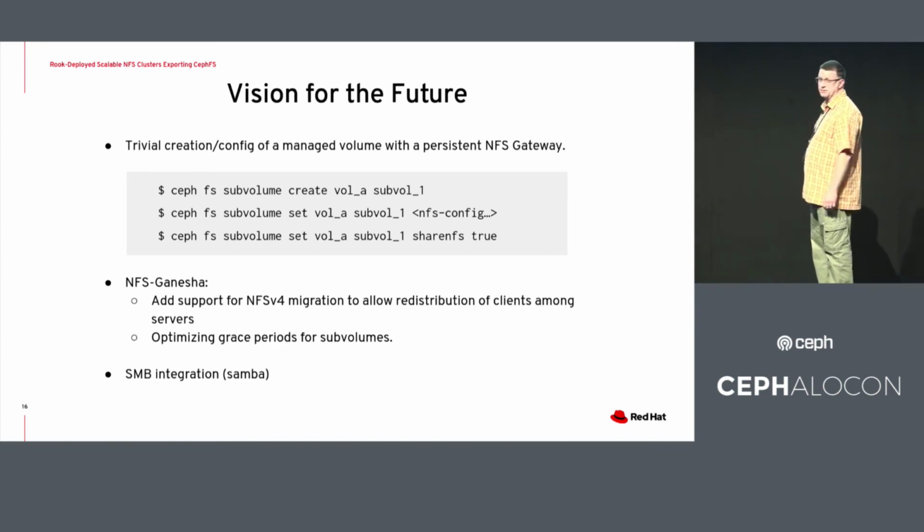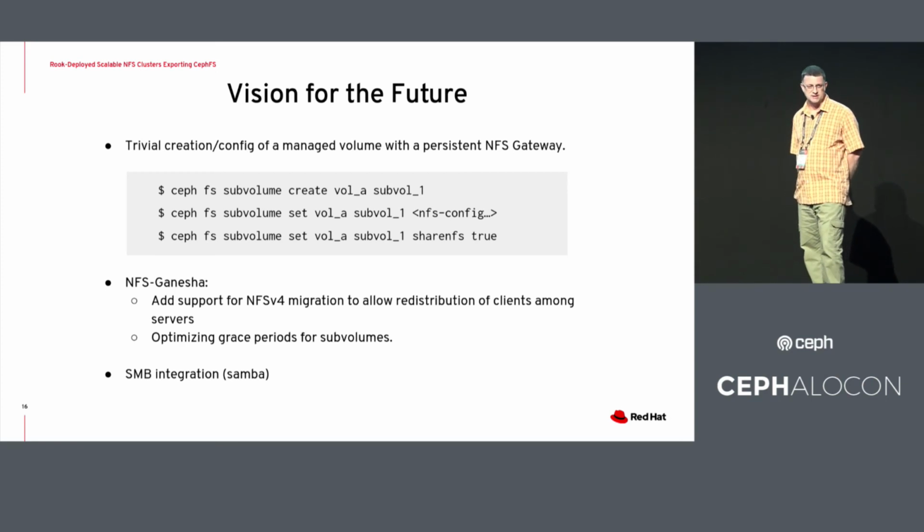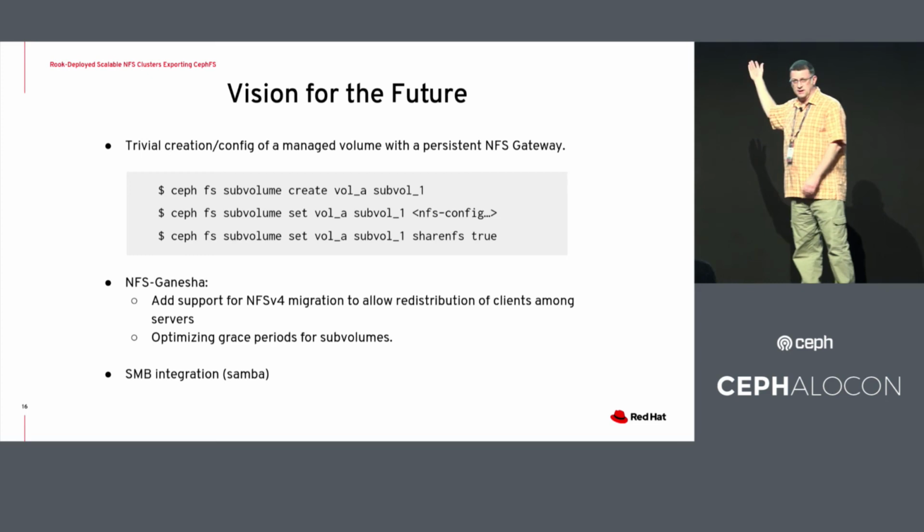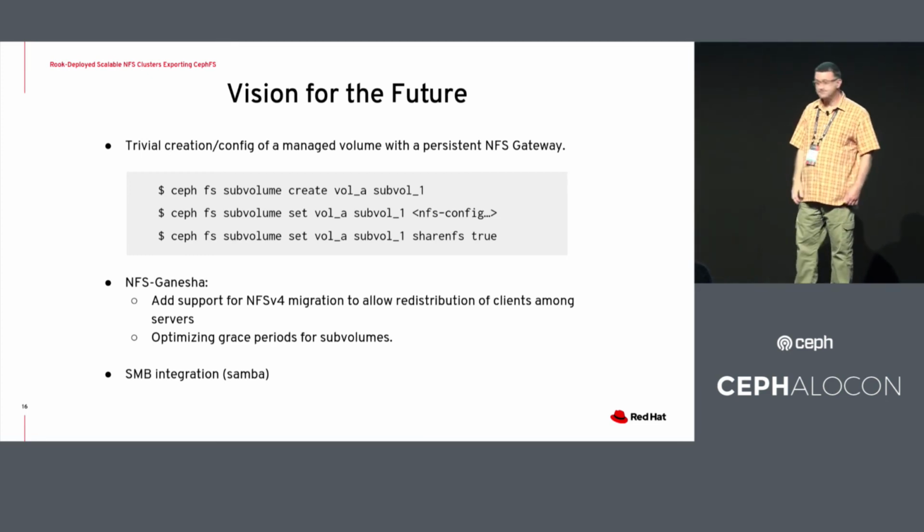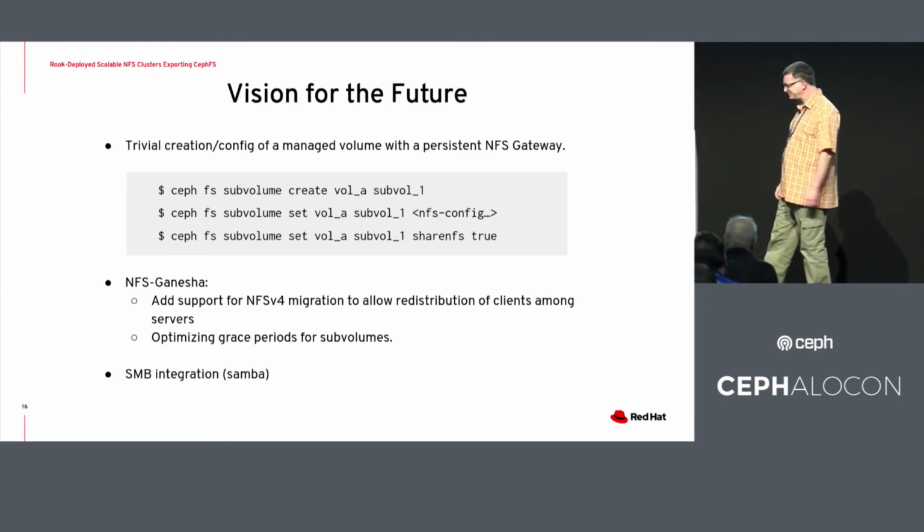We were also talking about optimizing the grace period for subvolumes. We really don't need to put everybody into grace if they are not exporting the same things. So we could re-optimize this so that we only confine the grace period to nodes that are exporting stuff that a rebooting node is also exporting. And then finally, we would eventually like to do some sort of SMB integration, probably using Samba. We have some ideas about how to do that, but it's a bigger project.